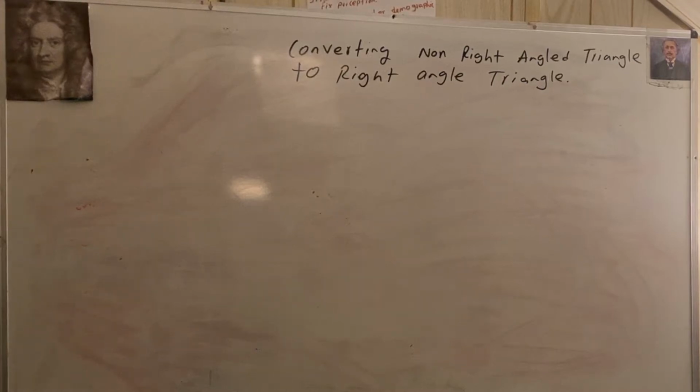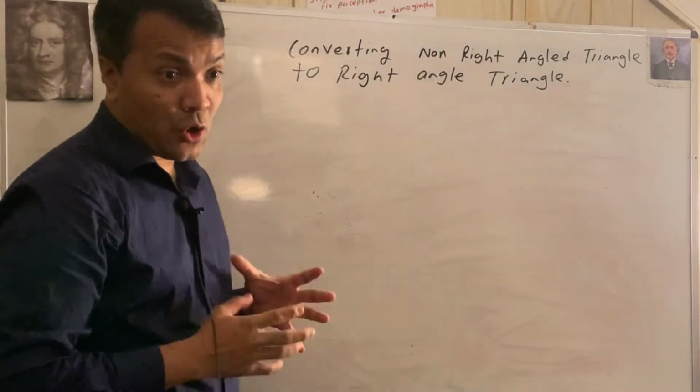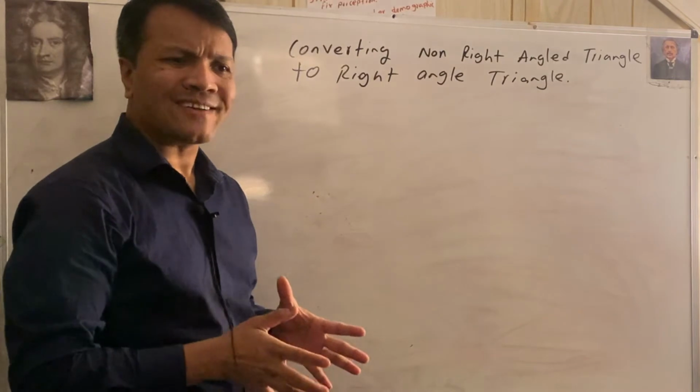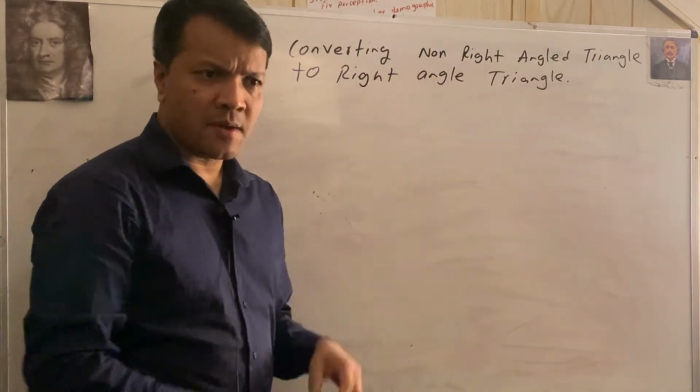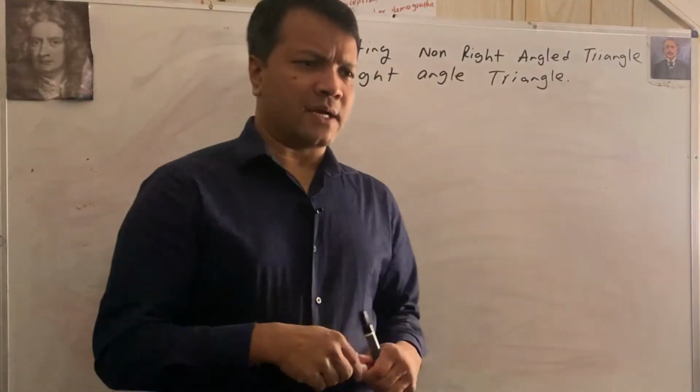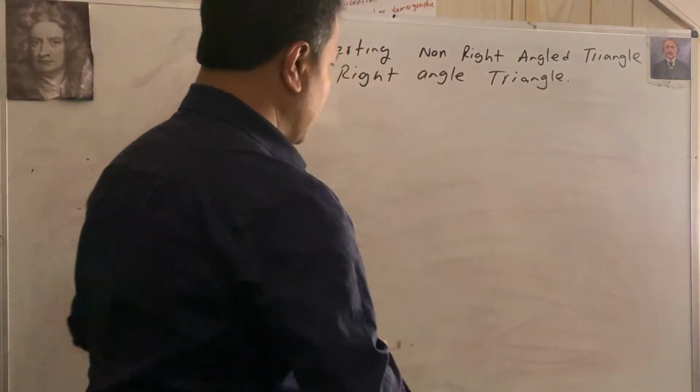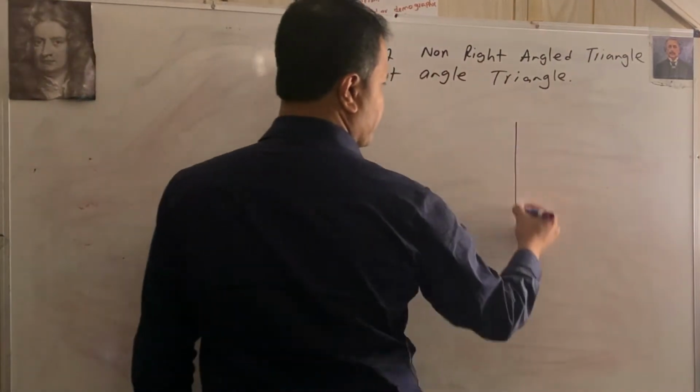In this lesson, I'm going to show you how to convert a non-right triangle to a right triangle so that you can use the Pythagorean theorem. How can I do that? So let's consider this problem.